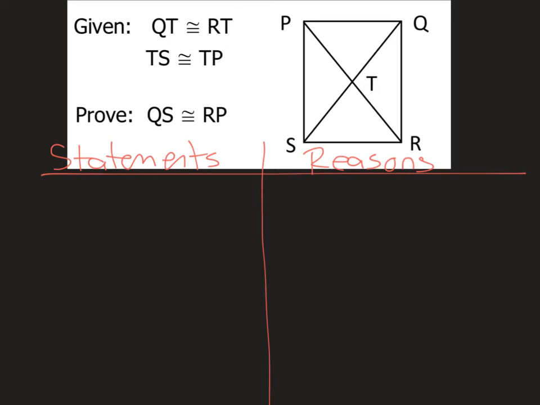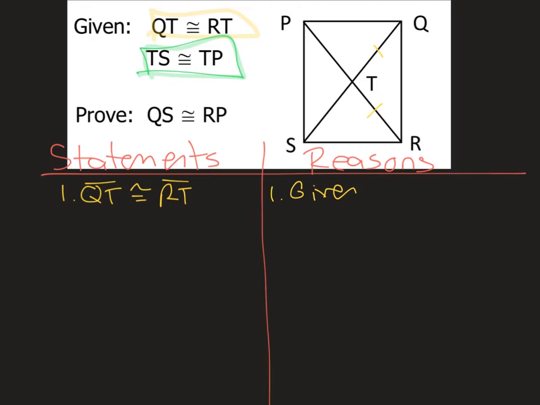All right, so this last proof, looking at our given, QT is congruent to RT. So I'm going to mark that up right here and get that into my proof. And that reason is given. The second part of our given is that TS is congruent to TP. So I'm going to mark that TS and TP. Okay, so TS is congruent to TP. So that is given.